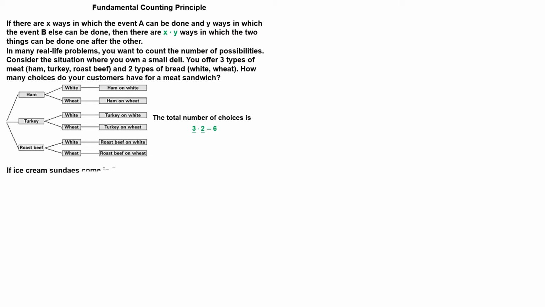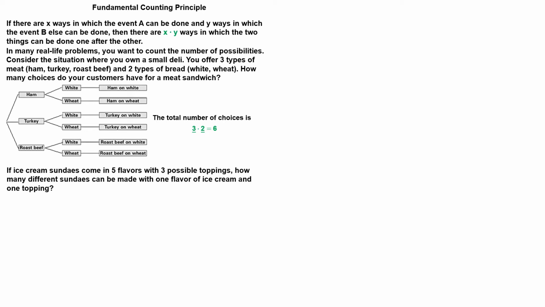If ice cream sundaes come in 5 flavors with 3 possible toppings, how many different sundaes can be made with 1 flavor of ice cream and 1 topping? In an attempt to find the count of how many sundaes are possible, a tree diagram could be drawn. Unfortunately, this process can be very time-consuming when dealing with a large number of options. Therefore, we will use the fundamental counting principle.